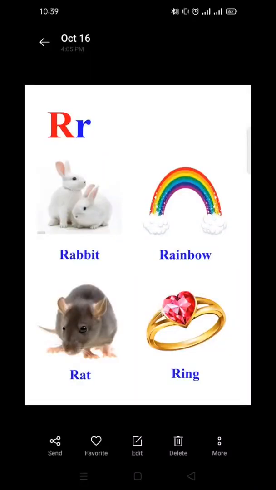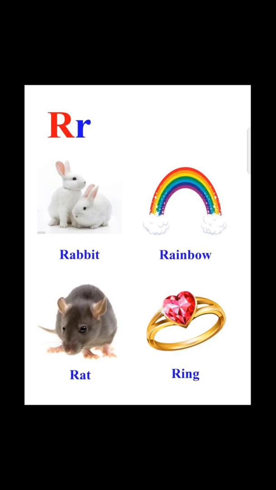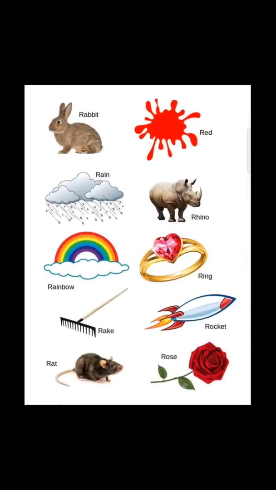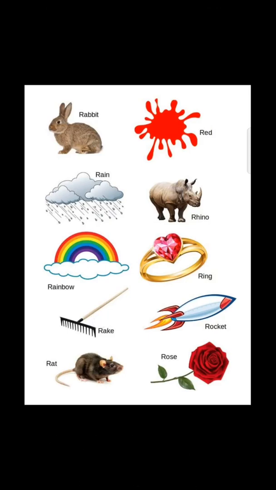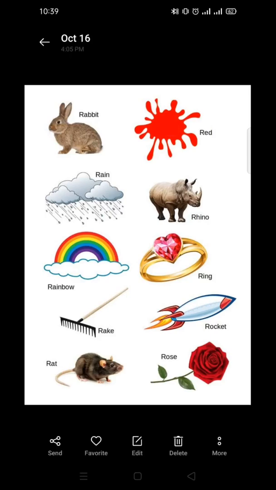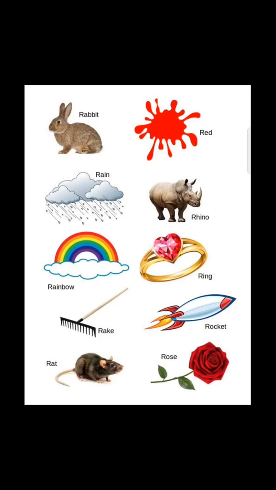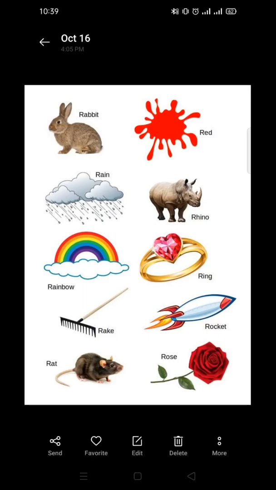So kids, as I told you, today we're gonna learn some more pictures which are related to letter R. Okay, so we have learned already these pictures. R for rabbit, R for rainbow, R for rat, and R for rain. Now let's move on to learn some more pictures. Yes, R for color red, R for rain, R for rhino, R for rake, R for rocket, R for rose, and some more pictures. Let's revise them one more time. R for red color, R for rain, R for rhino, R for rake, R for rocket, R for rose.